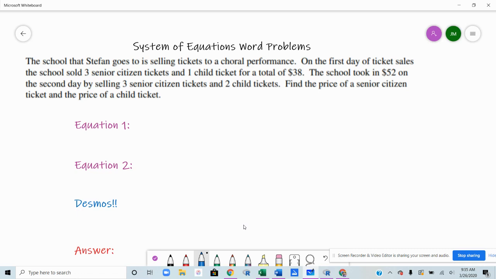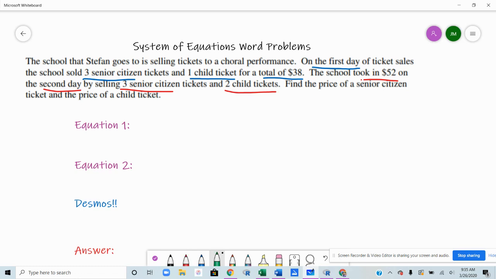So as you're going through, you want to pay attention to what numbers go with which thing. So it says on the first day, they sold 3 senior citizen tickets, 1 child ticket, and $38 was made total. They took in $52 on the second day by selling 3 senior citizen tickets and 2 child tickets. So the day has nothing to do with, there's not a number that is for that first day and second day in your equation. Those just tell you which equations you're working with. So you should have 2 equations.